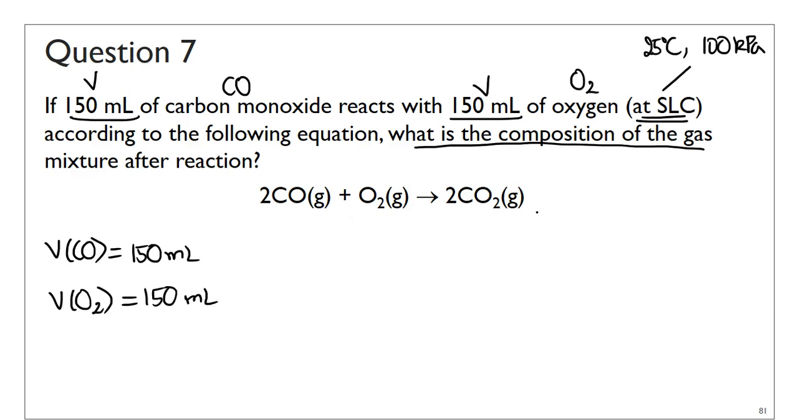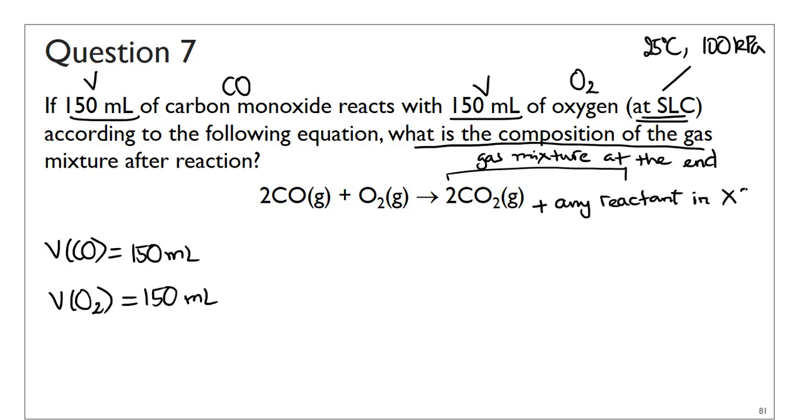So this is CO2 plus any gas in excess. This is the composition, the gas mixture at the end, which is really what we're after. We need to know how much. Actually, let me just finish writing this. The gas mixture at the end potentially has some carbon dioxide and any reactant in excess. So you may have some of that.